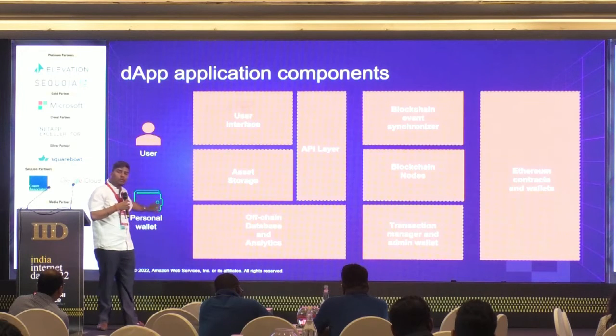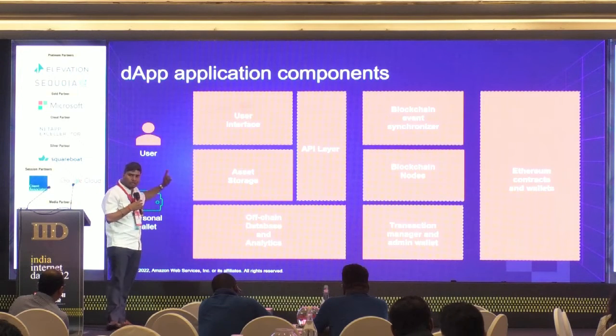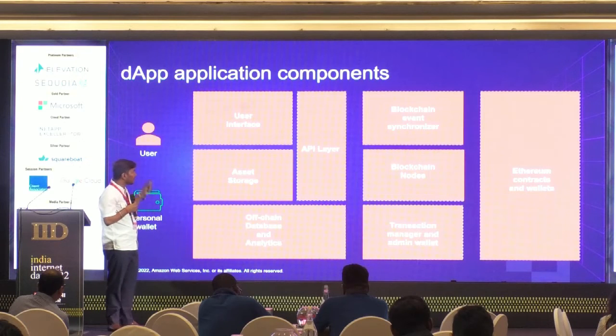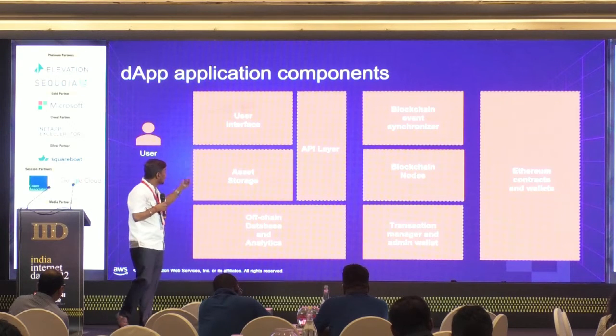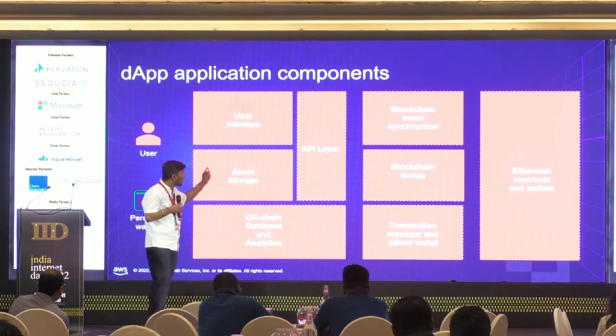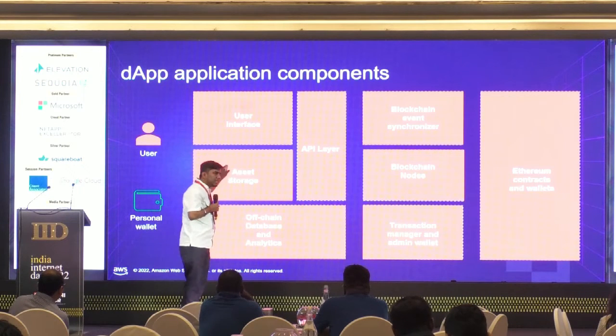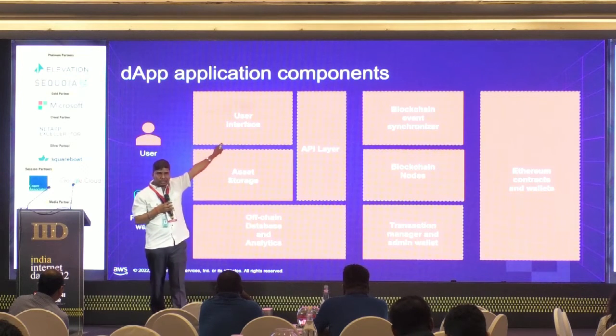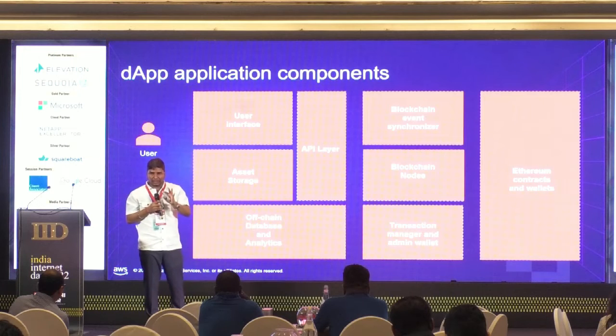That means you have a wallet where you're keeping some personal information or something which is secret. So on one hand, you have user interface, asset storage, API layer. Now, these three components or blocks actually represent what we normally have even currently, right?